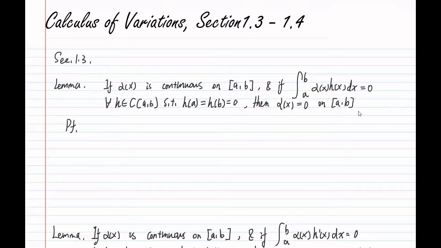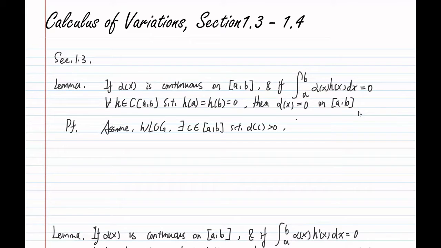So let's do the proof. I'm going to assume that there exists a point inside [a,b], call it c, such that alpha(c) is not 0, and we can assume that it is positive. So assume that there is such a point. And then what do we do? We should use the continuity condition.